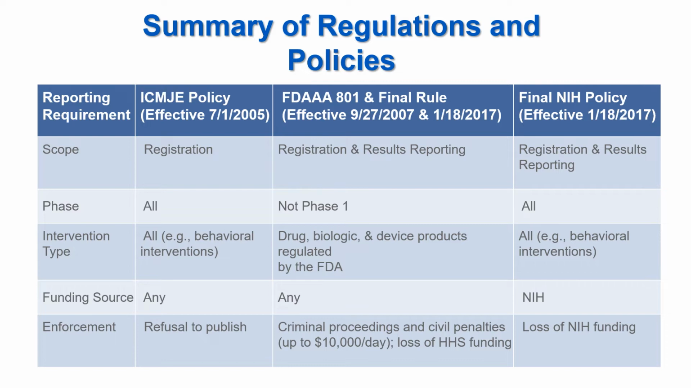Requirements for applicable clinical trials, or ACTs, are described in Section 801 of the Food and Drug Administration Amendments Act of 2007, known as FDA 801. The final rule, 42 CFR Part 11, clarifies and expands the regulatory requirements and procedures for submitting registration and results information for certain trials to ClinicalTrials.gov in accordance with FDA 801.